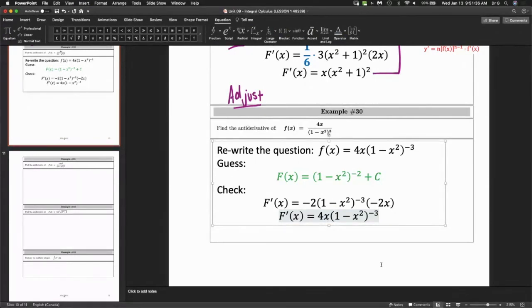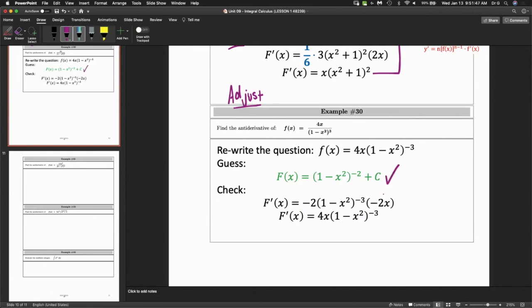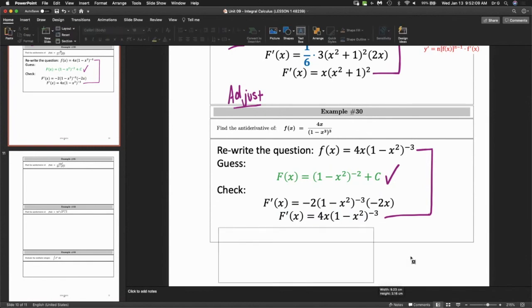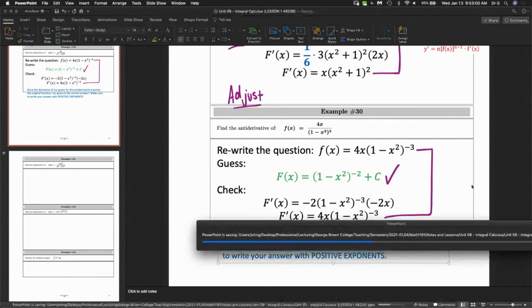Comment on this answer. Would you say that our guess is perfect? Is this the antiderivative? Yes, it is. It's perfect. Because you see this and this are the same. The derivative of the antiderivative is the same. Let me write that down here so that you can read it later. Just a comment here. Make sure that you write your answer with positive exponents.